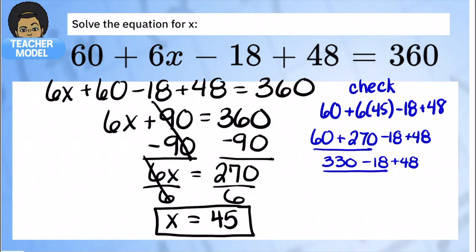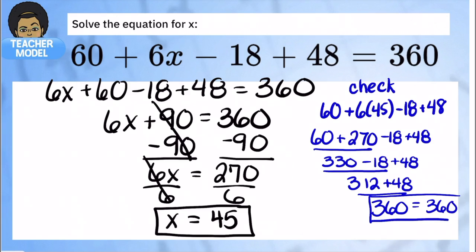330 will give us 312 plus 48, and that does give us 360 on both sides of the equation. So yes, this is a valid solution. And there you go. So big takeaways.